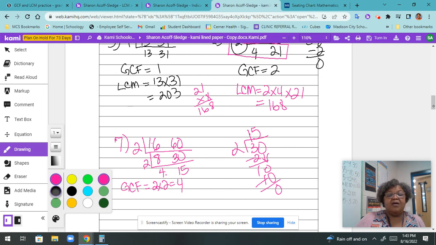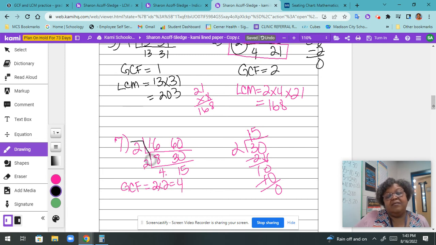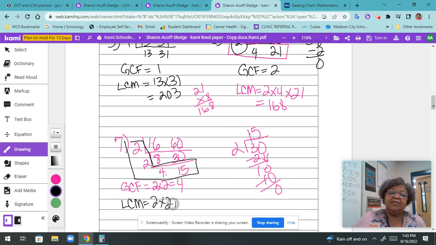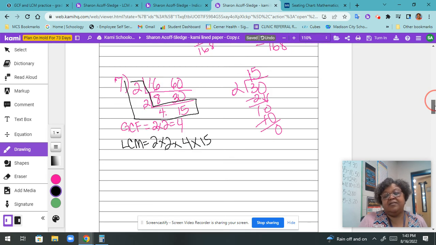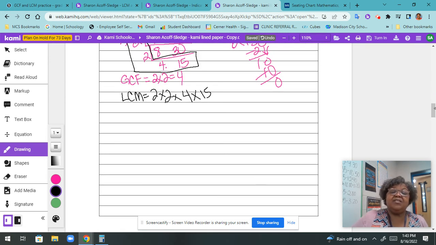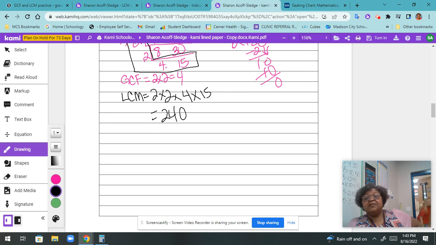And then I'm going to draw my L, my big box L. 2 times 2 times 4 times 15, that's 60, 120. 6 times 4, 20, 240. Again, I won't give you numbers this big on the actual test. 240.